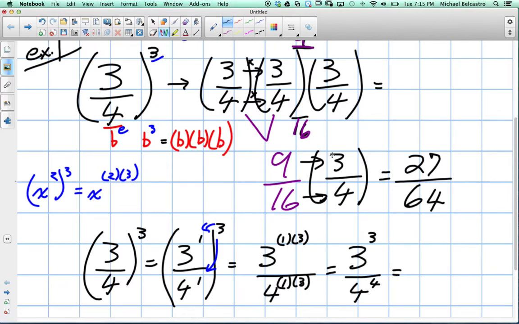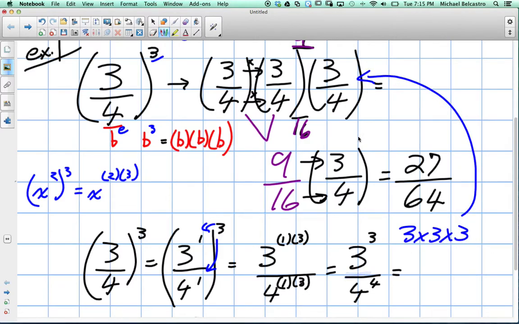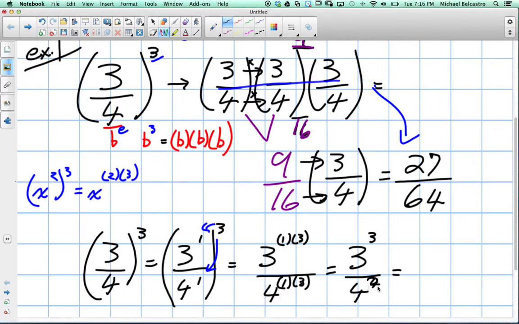So 3 to the power of 3 in expanded form is 3 times 3 times 3, and we've already done that. What's 3 times 3 times 3? 27. And what's 4 to the power of 3? I shouldn't have written the 4 there; it's to the 3. Let's fix that. 64. That's right.